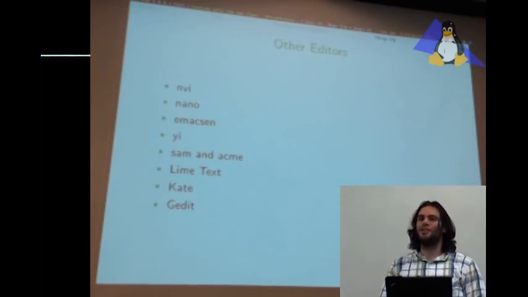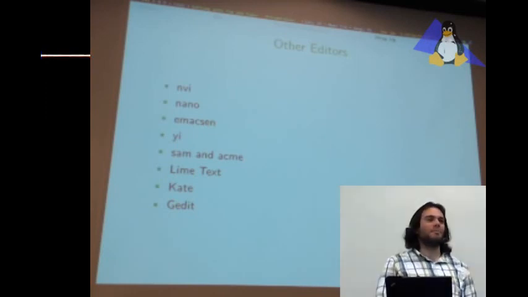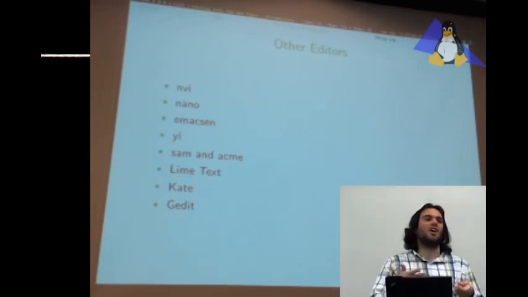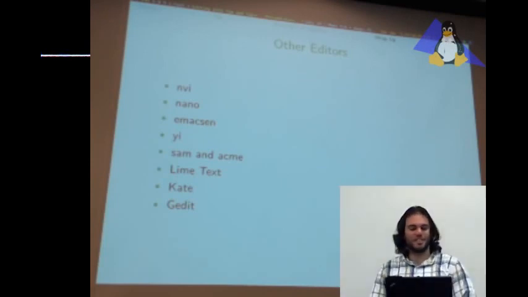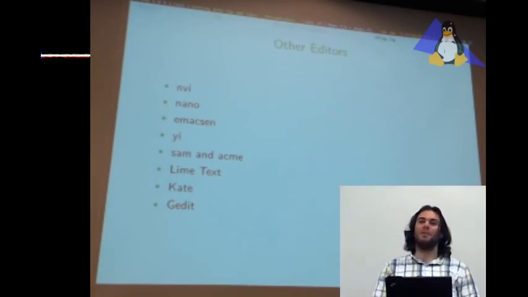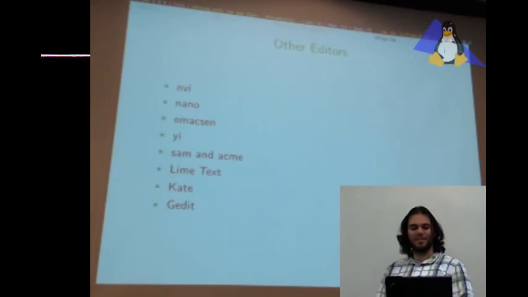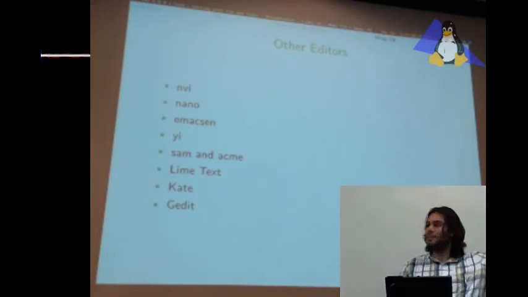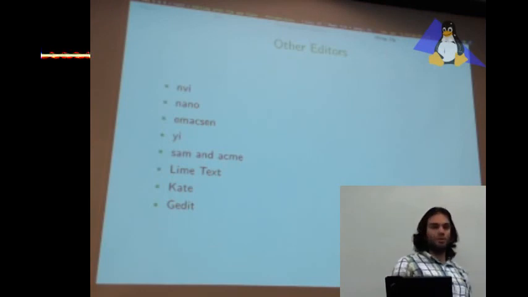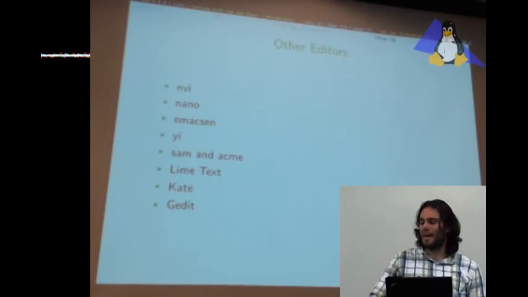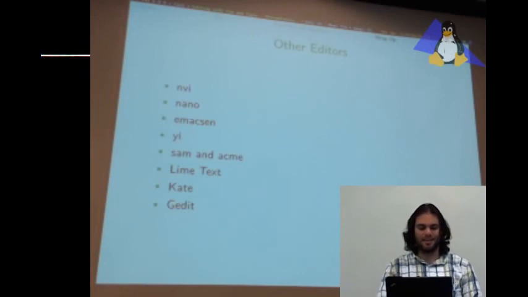Essentially, your configuration syntax is just a Haskell program that produces a configuration object and passes it to the configuration object runner and runs it. Sam and Acme were editors and user interfaces that came out of the Plan 9 project, which is a nice project. Lime Text, if you like Go, or like the idea of Sublime Text, is a free software work-alike, and Kate and Gedit are in there as the editors from the KDE and GNOME desktop shells.